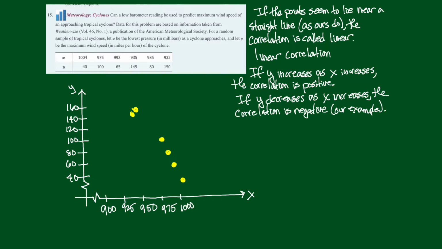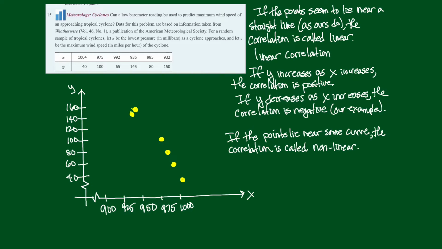Now, if on the other hand, y decreases as x increases, so put yourself here, as x increases, y decreases, this correlation is negative. Negative correlation, negative slope. And that's what we have, right? As you start here, as you increase the x's, as the x's increase in value, go to the right, the y's are decreasing in value. They're going down.